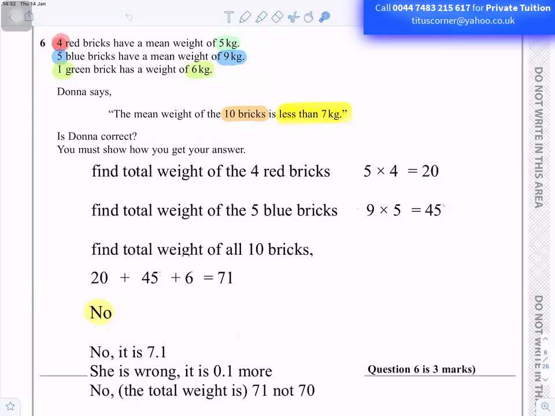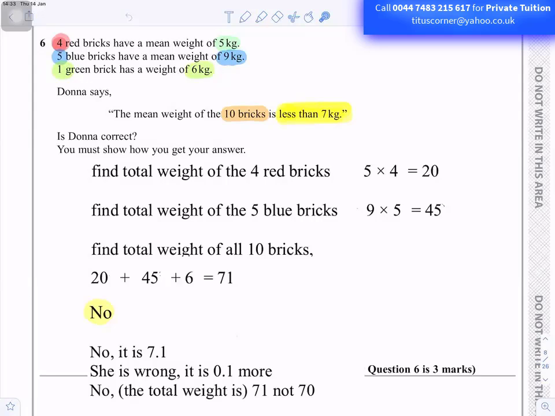So the first thing I will do is find the total weight of the 4 red bricks. There are 4 red bricks and the mean weight is 5. So 5 times 4 is 20. So the total weight of the 4 red bricks is 20. Next thing is to find the total weight of the 5 blue bricks. The total weight of the 5 blue bricks is 5 bricks times 9 kilograms. It gives you 45 kilograms.